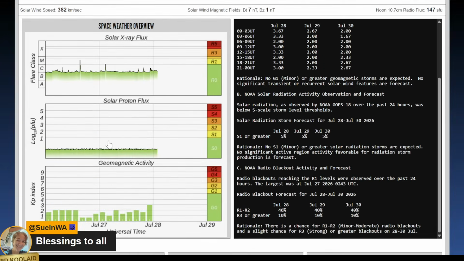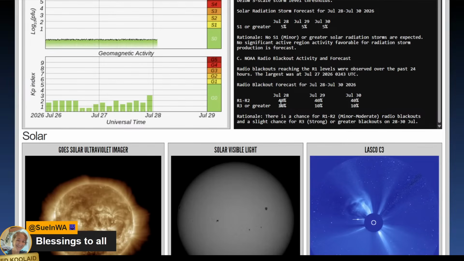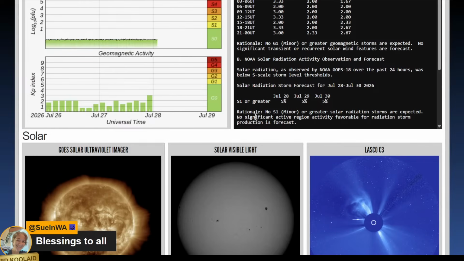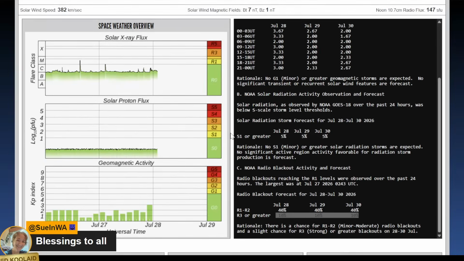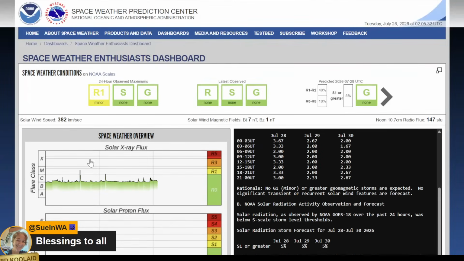So that's what happened, right? Now, they're forecasting R1 to R2, which is M-class flares, 40% chance of getting more of those, which I would almost guarantee that that's going to happen. And this is a 10% chance of X flares. That's high, okay? I know it doesn't seem like that, but that is a higher level of a forecast, just to give you guys a heads up on that.